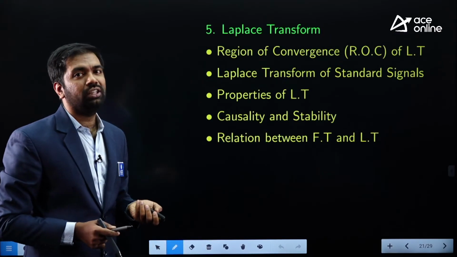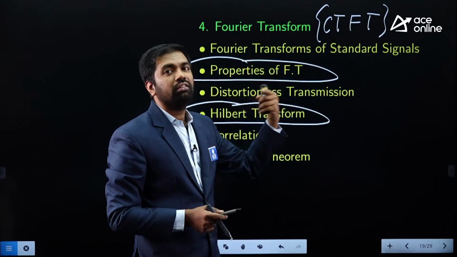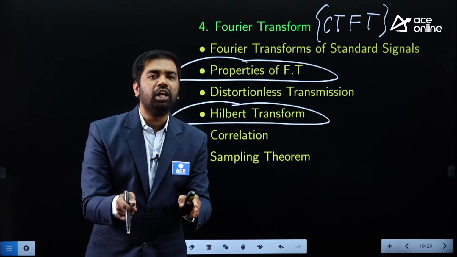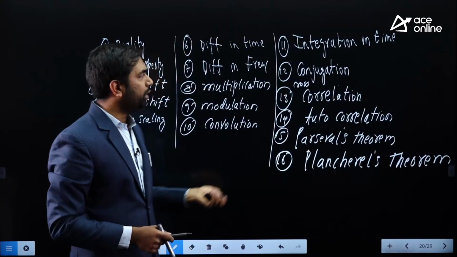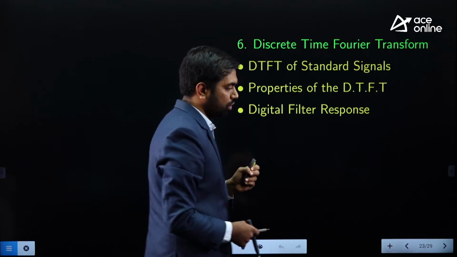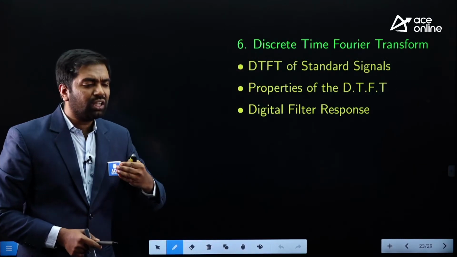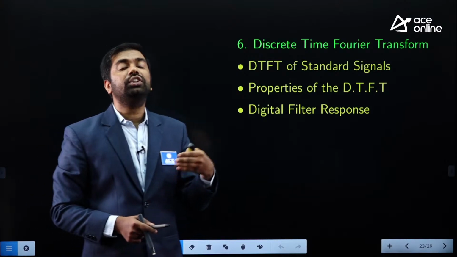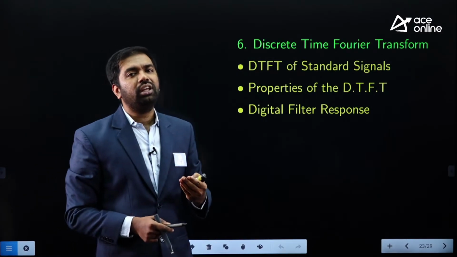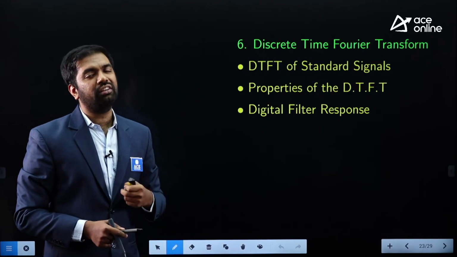The next topic is DTFT. Just like we had CTFT, we also have DTFT, that is discrete time Fourier transforms. So have a look at it. Discrete time Fourier transforms. So what is the definition of DTFT? What is the condition for existence of DTFT? Okay, how do you find the DTFT for the standard signals? What are the properties of DTFT?